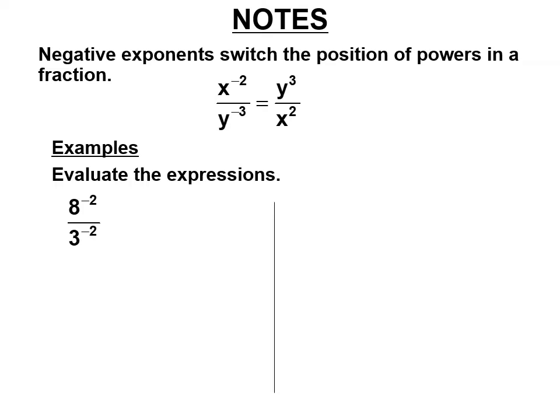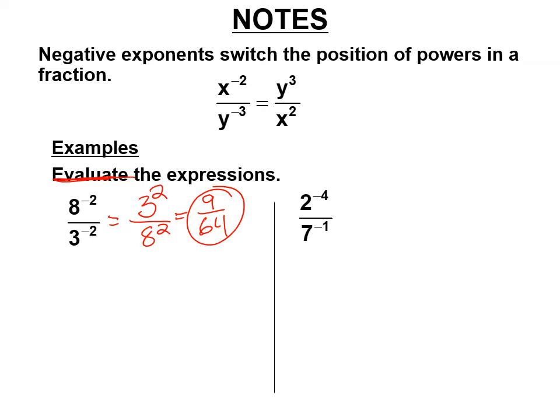So let's see that. All right, so we're evaluating this. The 8 to the negative second comes down here, becomes 8 squared. 3 to the negative second goes up there and makes 3 squared. So we rewrote it, but it says evaluate, so we're going to evaluate. 3 squared is 3 times 3, 9. 8 squared is 8 times 8, 64. And the answer to that is 9/64.